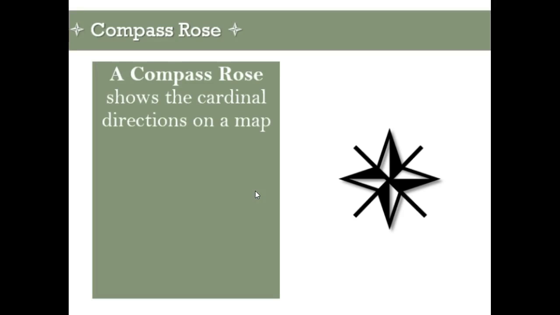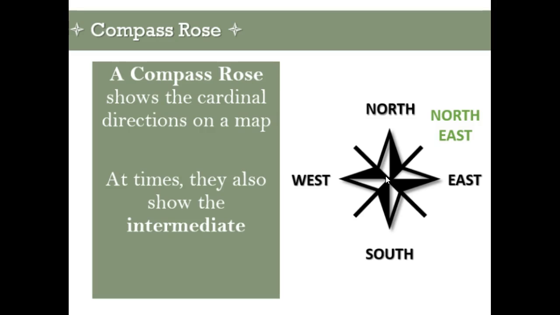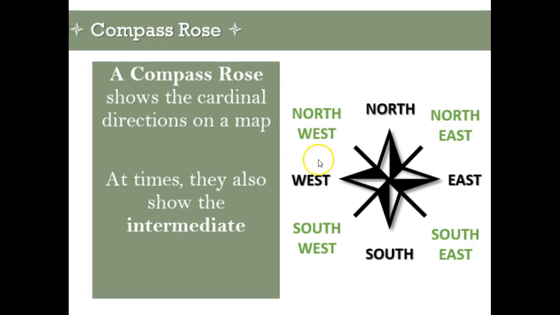Next up, you have a compass rose. A compass rose helps us find the cardinal directions on a map. A compass rose can often look like this. What are cardinal directions? Well, cardinal directions are your north, east, south, and west directions. So your compass rose will tell you which way is north, which way is east, which way is south, which way is west. A lot of compass roses also show you intermediate directions, which are northeast, southeast, southwest, and northwest. So intermediate directions are the ones that are in the middle of cardinal directions.